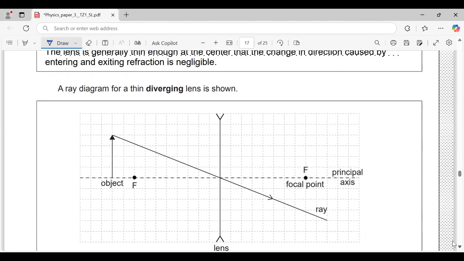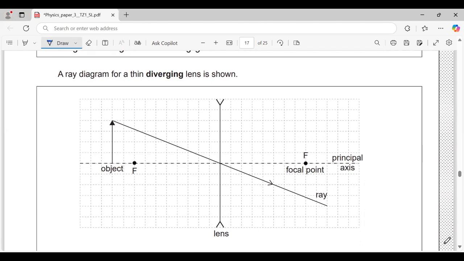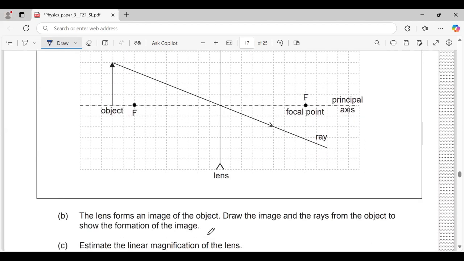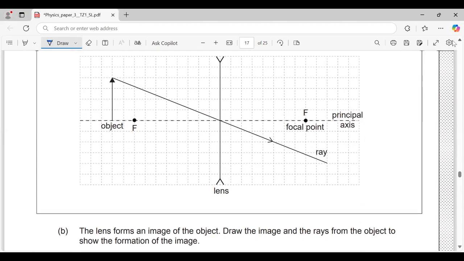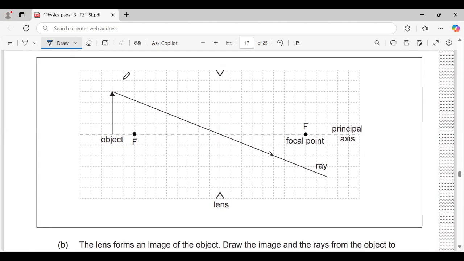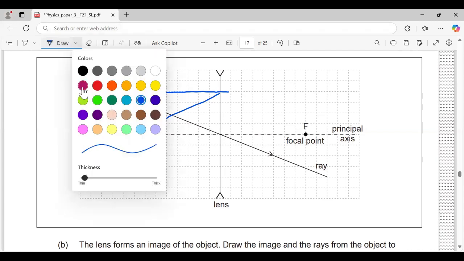I continue. A ray diagram for a thin diverging lens is shown in this diagram. The question: the lens forms an image of the object. Draw the image and the rays from the object to show the formation of the image. The first step, I would like to create a straight line towards the lens from the object, a ray, and then this ray goes to F. You may use your ruler for this, and this is the image.